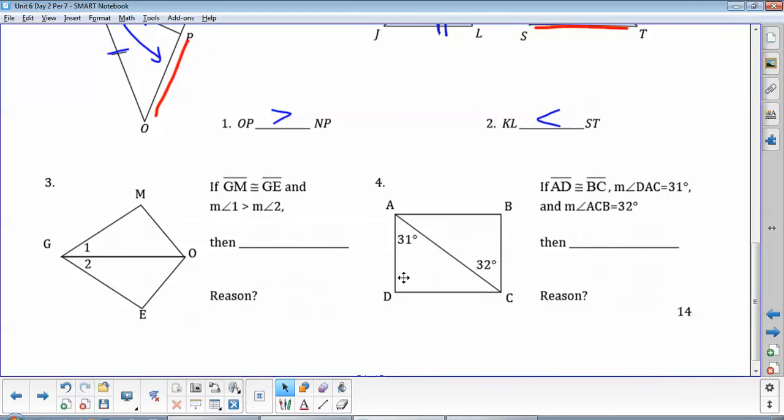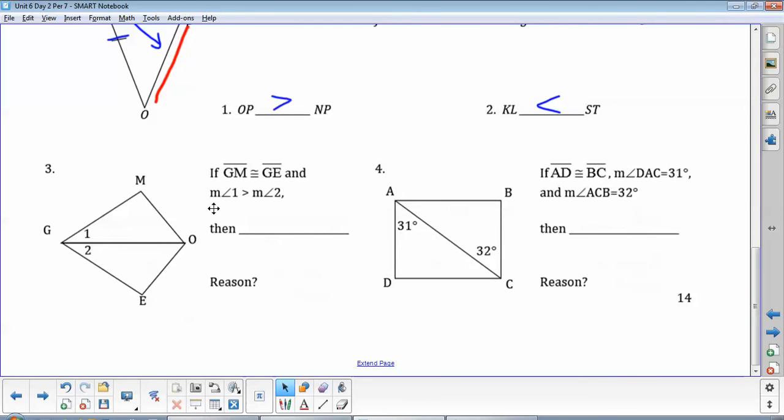Another couple quick examples. Example number 3, it says if line segment GM is congruent to line segment GE. So I'm going to go ahead and mark those. Line segment GM is going to be congruent to line segment GE, and the measure of angle 1 is greater than the measure of angle 2. Then we have to come up with some conclusion.